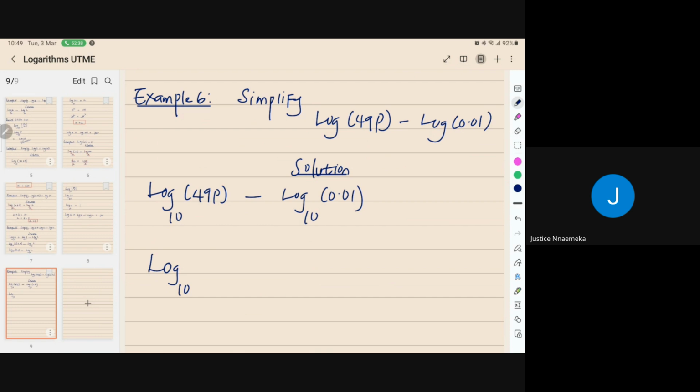If there's any need to expand, we can actually go straight to dividing. There's no need of expanding again, because here it is being multiplied. This is 49p. This is log 10 of 0.01. I've explained this log 10 of 0.01. It's going to be negative 2, if you can remember what I told you before.